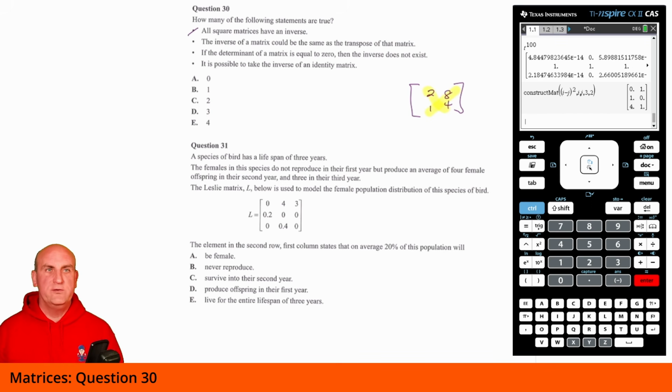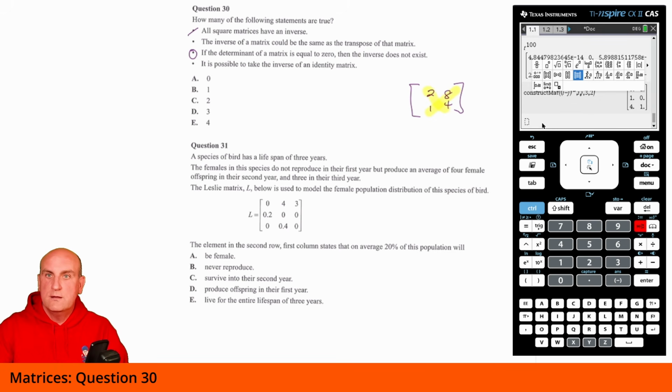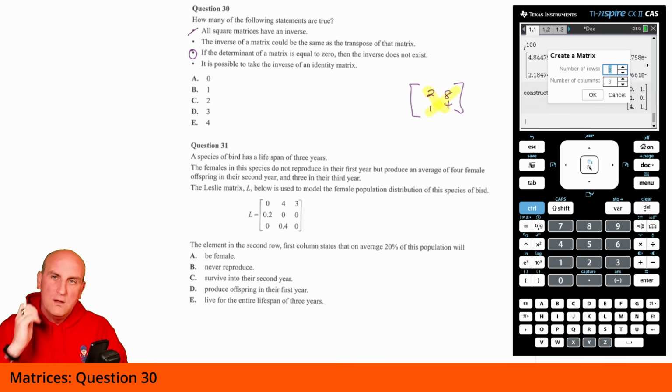If the determinant of a matrix is equal to 0, then the inverse does not exist. That's absolutely true. It is possible to take the inverse of an identity matrix. Ooh, there's an interesting question. Let's do that. I'm going to put an identity matrix in here. I'm fairly sure you can.